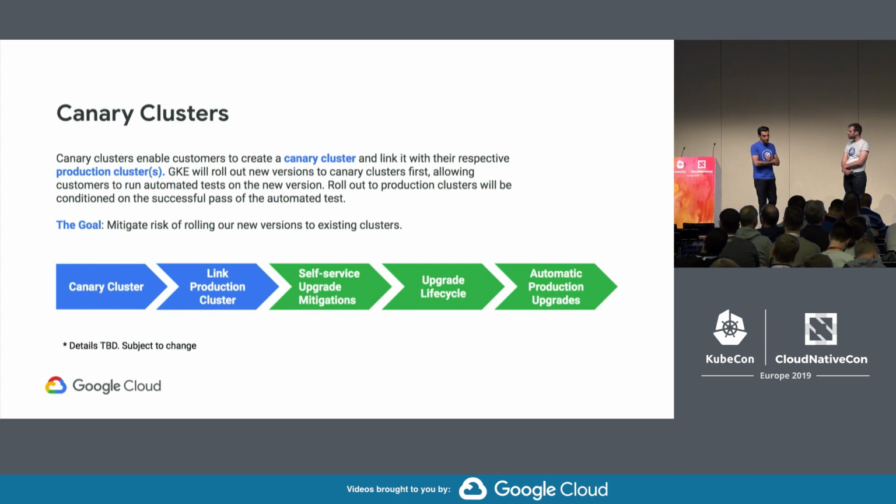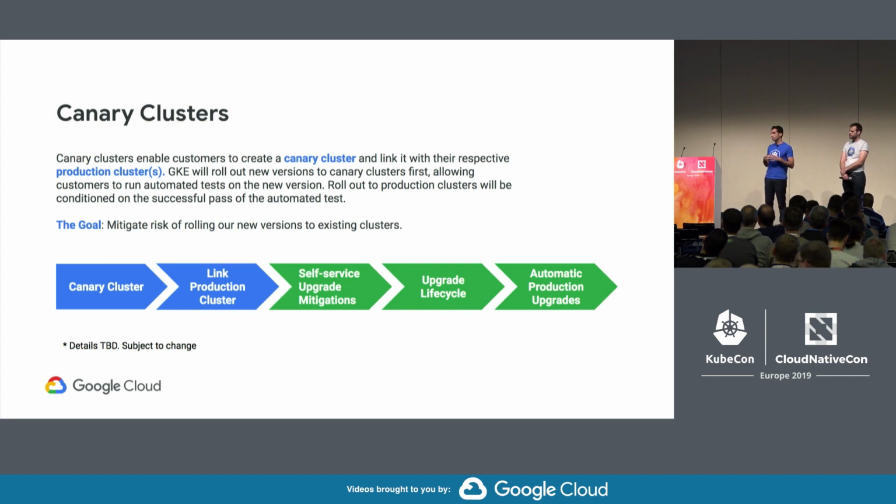And then the last feature that we are introducing for managing disruption and reducing risk is Canary Clusters. So I mentioned before release channels. That's great, but we also recognize that you have risk mitigation plans, and we want to help you with those plans. With Canary Cluster, you can create a cluster designated for Canary usage or staging, and then link it with one or more of your production clusters.